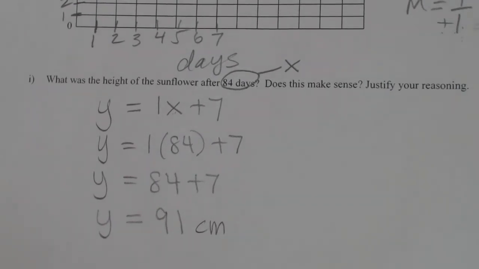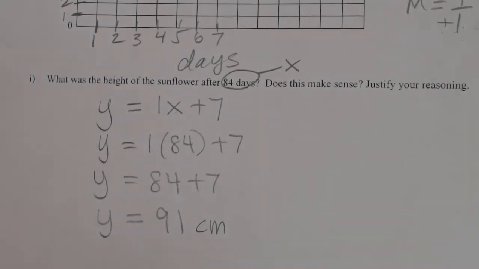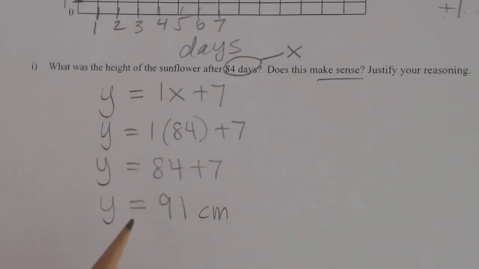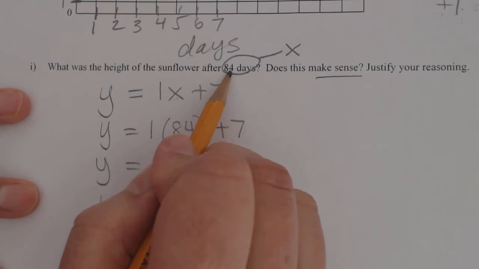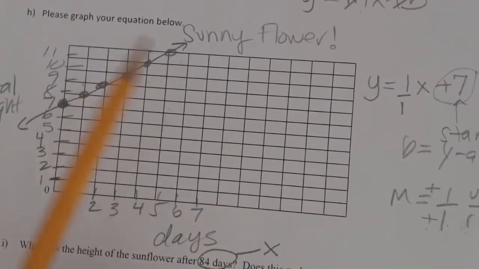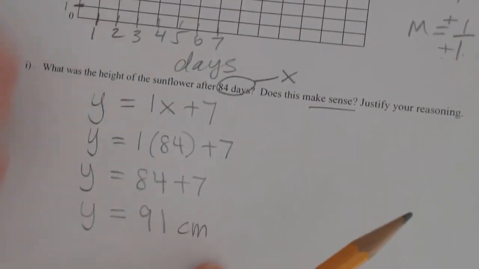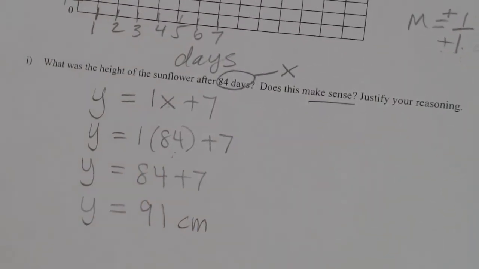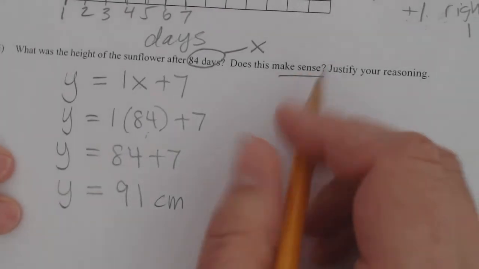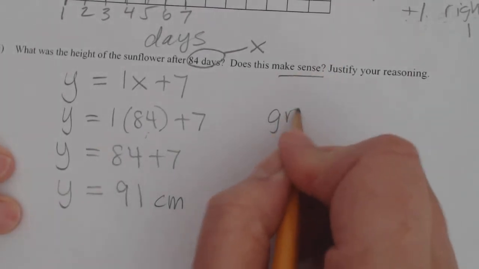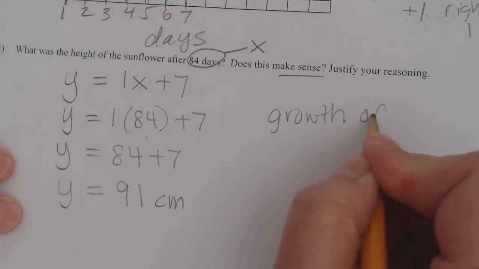Wow, how high is 91 centimeters? You should see that. That's a pretty tall flower. So does it make sense? Well, the first thing is 84 days. Is the number 84 on our graph here? Because what we're actually doing is predicting outside the range of our data. 84 days is pretty long. I wonder how long a flower actually lasts. So you might actually want to Google that. Growth of a sunflower.